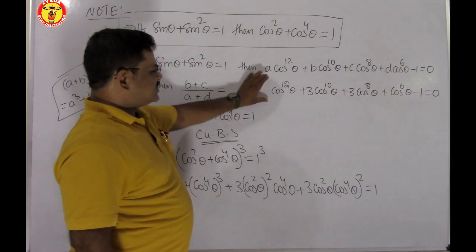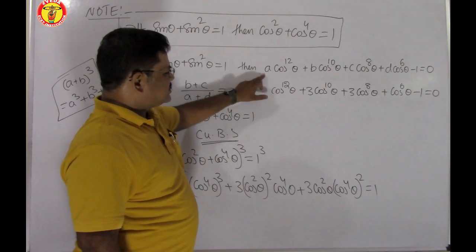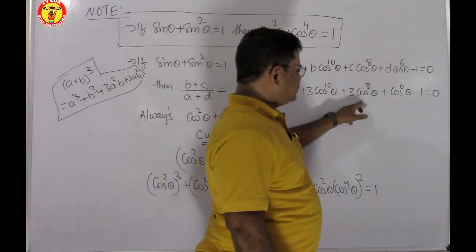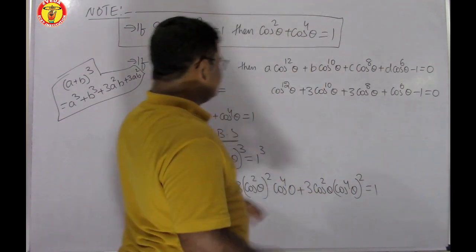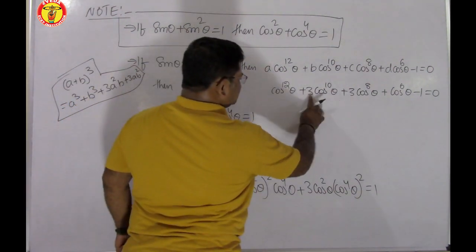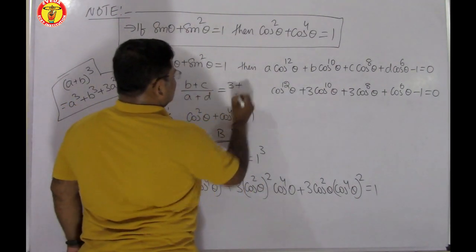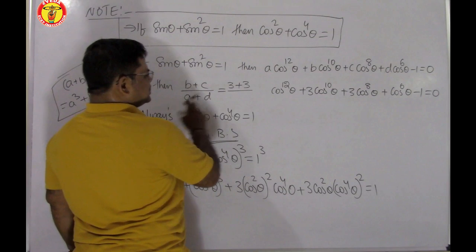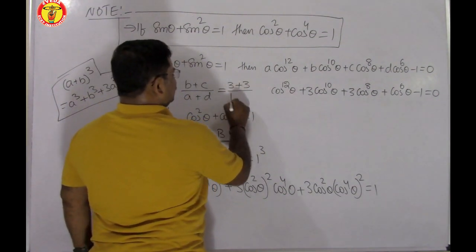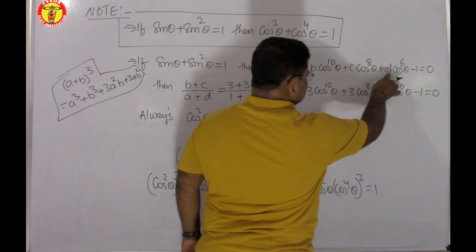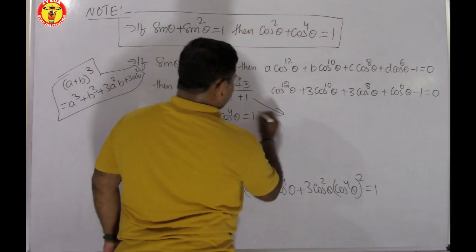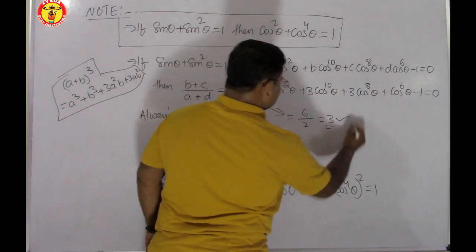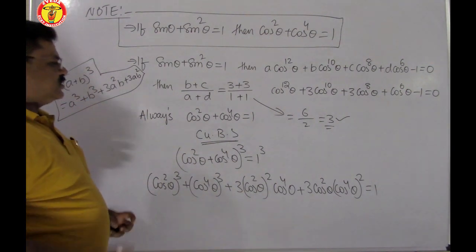Now compare with this equation the coefficients of cos power 12 theta, cos power 10 theta, cos power 8 theta, cos power 6 theta. That is very simple. What is b here? 3. Write down 3. What is c? 3. Write 3 divided by, what is a? a is 1, plus, what is d? 1. So what will it become? 3 plus 3 is 6, 6 by 2. What is the overall answer of this question? 3. In this method we have to solve the problem.